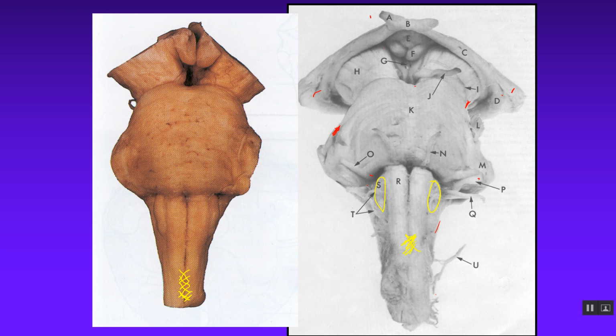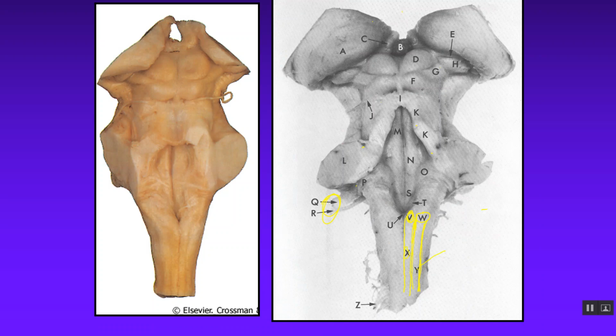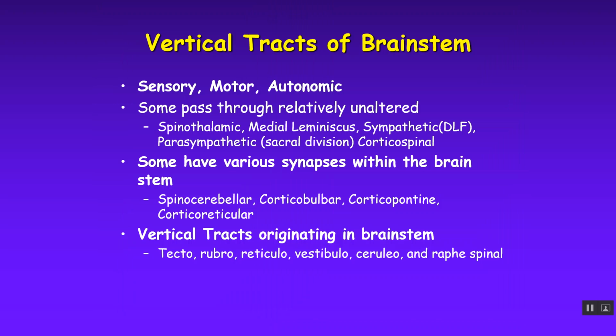The decussation of the pyramids, where the corticospinal tracts are crossing, become the lateral corticospinal tracts, except for the ones that don't cross and stay on the same side until they get down to their location. Then most of those cross over as the medial corticospinal tract. Got everything there? Okay.